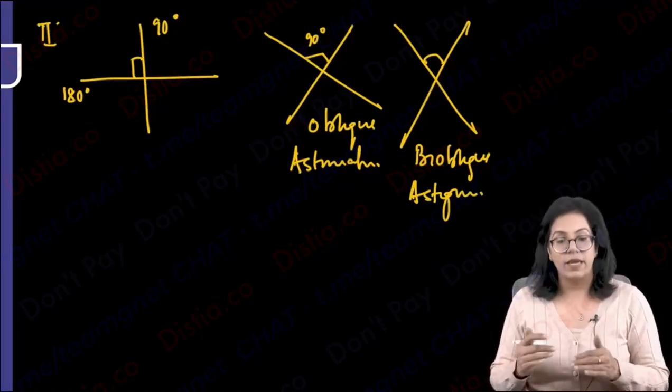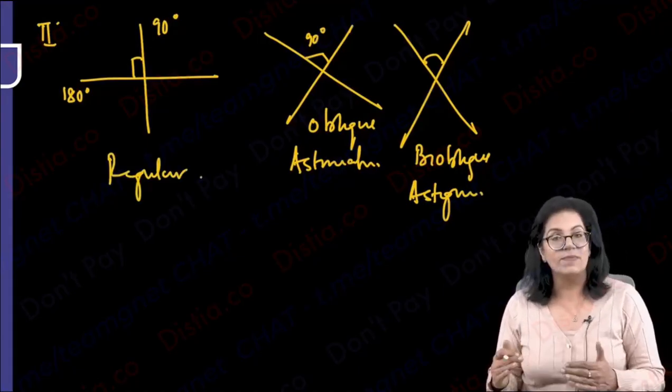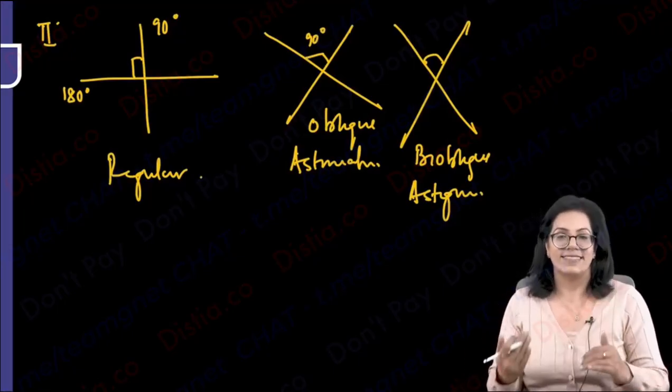So this is another way. This one becomes irregular. We just call it regular here. And this is oblique astigmatism and this is bi-oblique when the angle between the two axes is less.